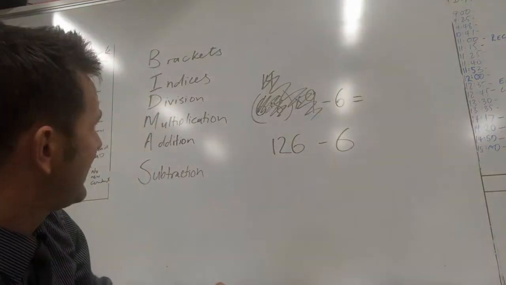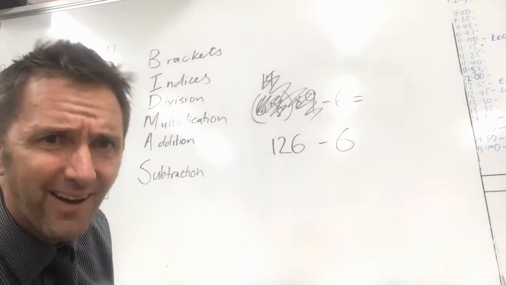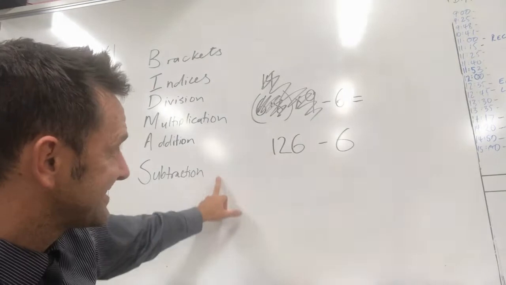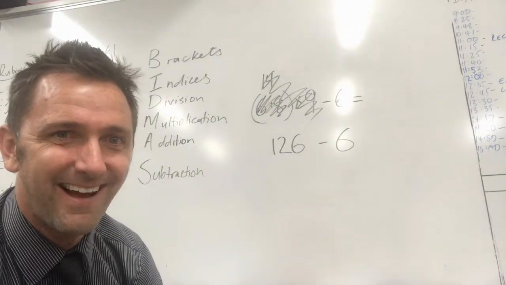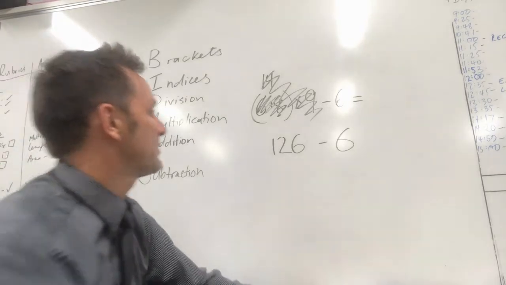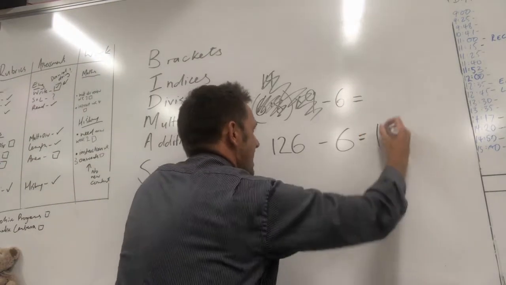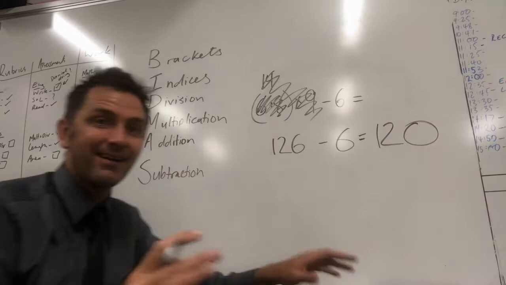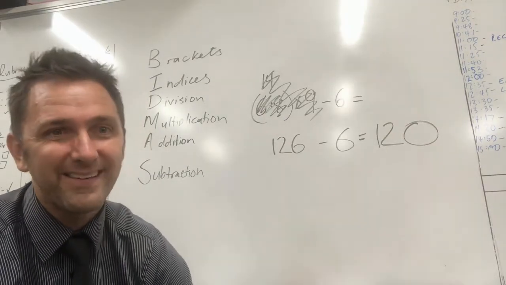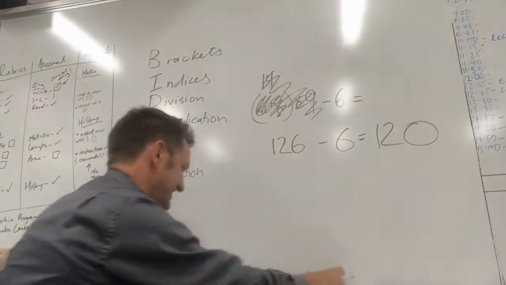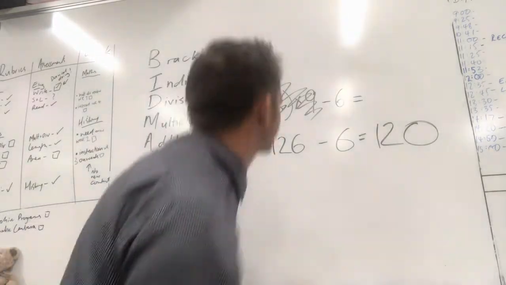So now it's just 126, take away 6. By the way, is there any addition? No? Is there any subtraction? Yes. So, what do we do? I hope you worked out the answer is 120. Right. Now it's time for you to have a go all by yourself. Up to the try phase.